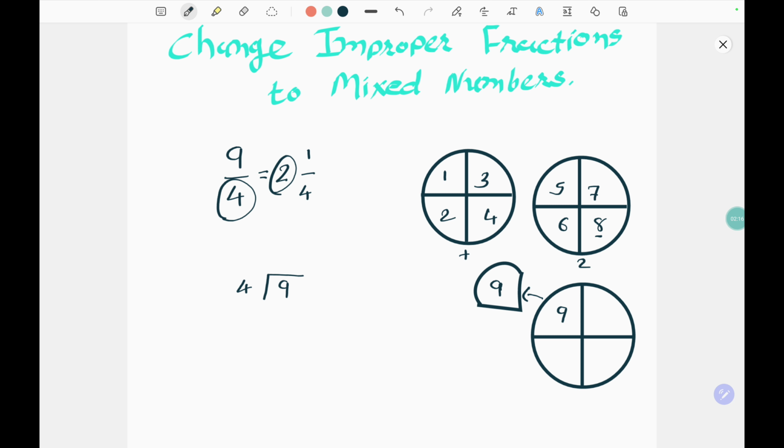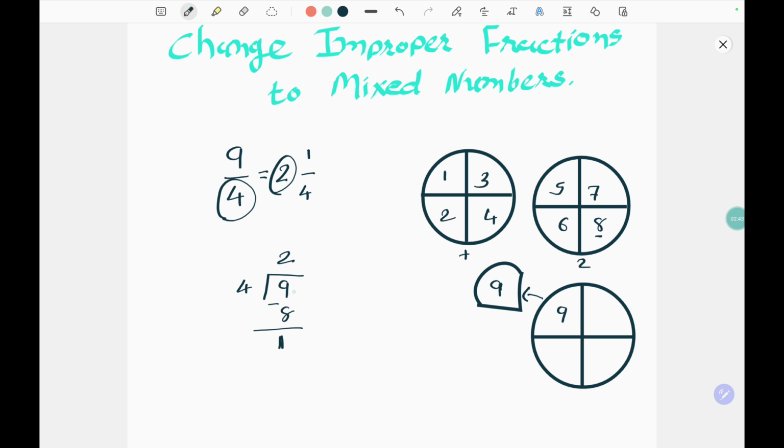In simplest language, I can say 4 times what gives me 9, or the closest number smaller than 9. Obviously 9 we cannot find in the times table of 4, but the closest to 9 and smaller than 9 is 8. And 4 times what is 8? 4 times 2 is 8. So 2 is our answer, and 9 take away 8 is 1.